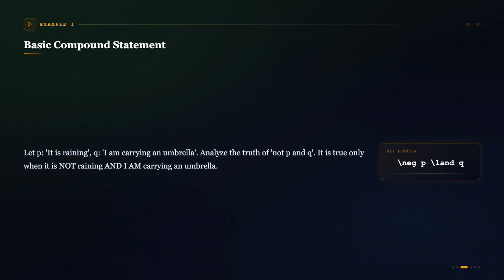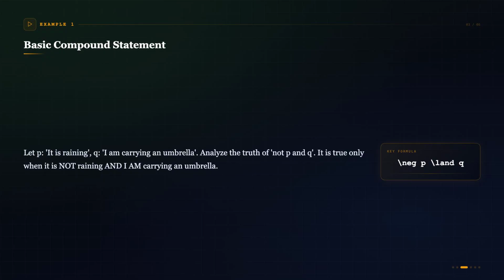Now, the most powerful connective for building arguments is the conditional statement, usually phrased as, "If P, then Q." We write this as P implies Q. This is the logical backbone of theorems. For example, if a number is divisible by 10, then it is divisible by 5. Here, P is, a number is divisible by 10, and Q is, it is divisible by 5.